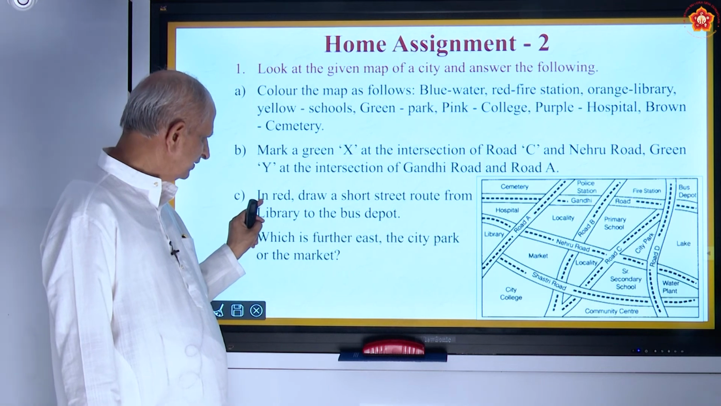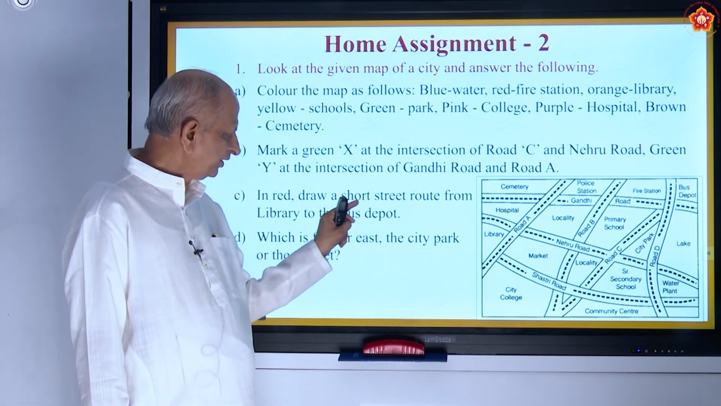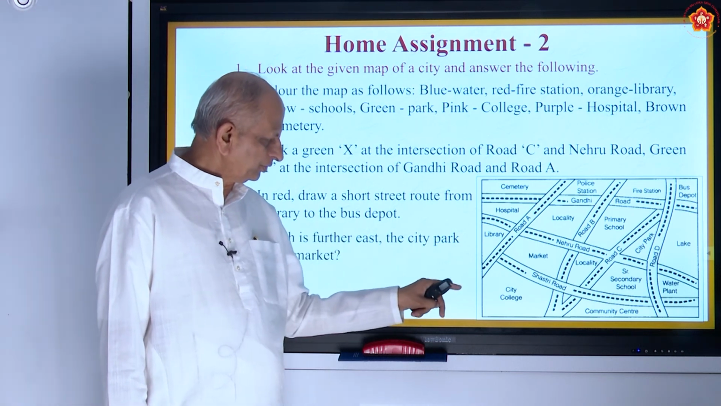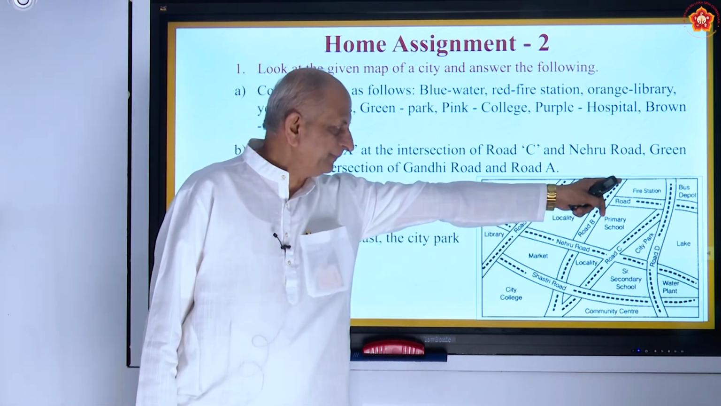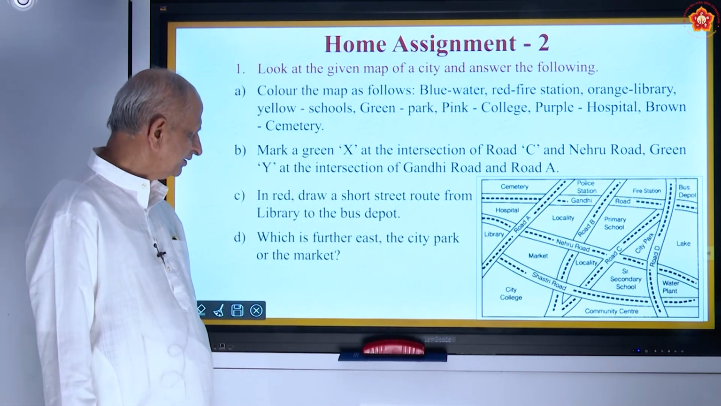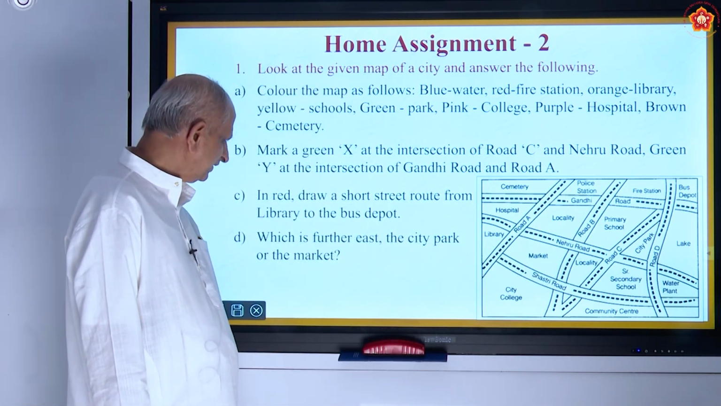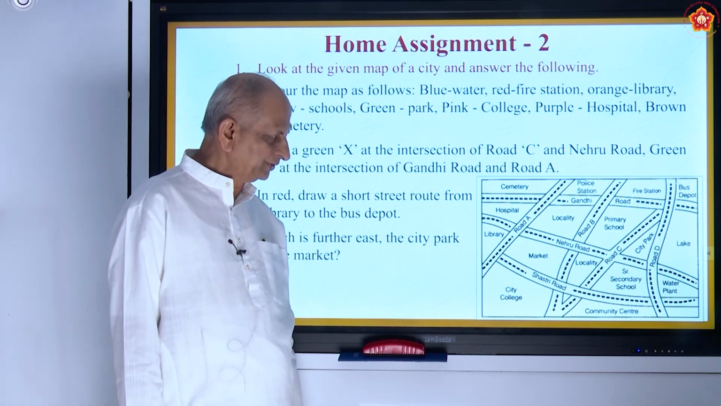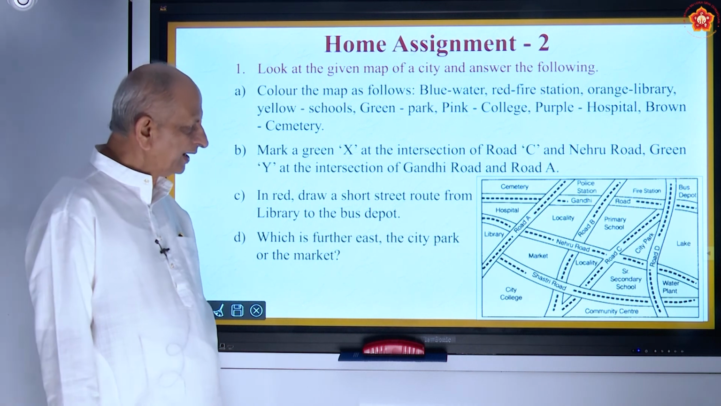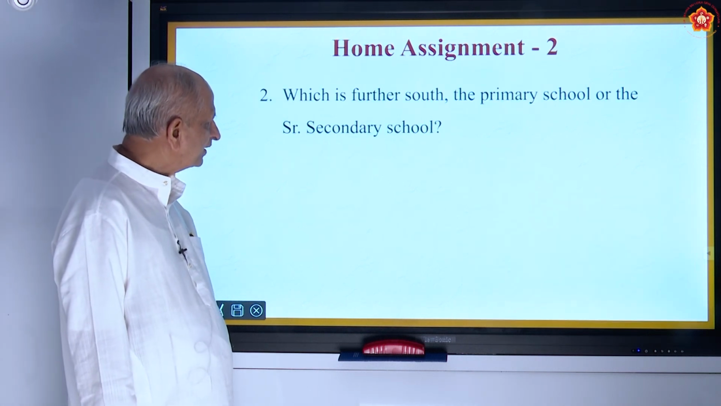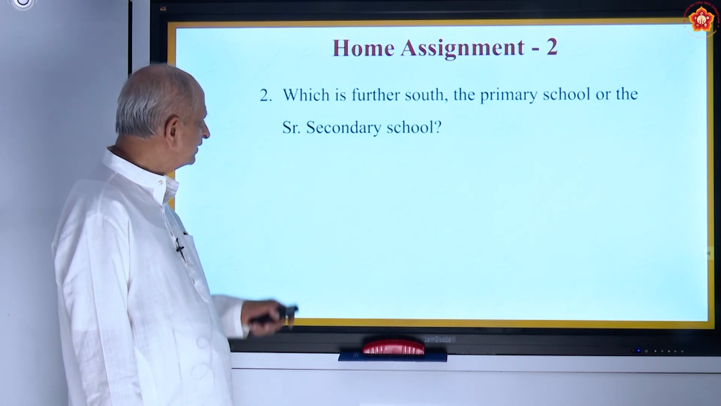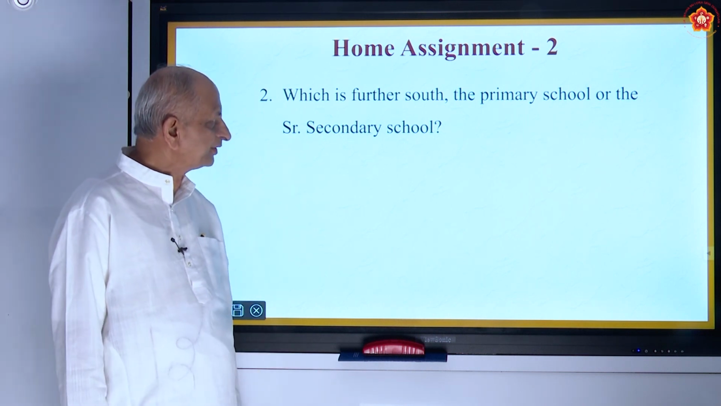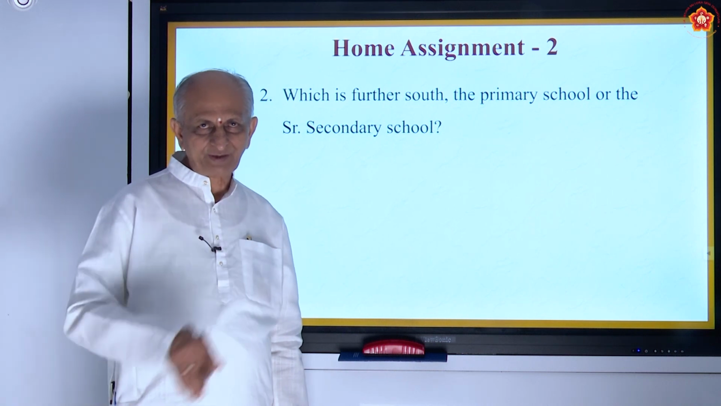Then third question, in red, draw a short street route from the library to the bus depot. So you must search where the library is here. The bus depot is there. So you must make a short street route. Lastly, which is further east, the city park or the market. So these are the questions, and try to answer them. And one more question in that, which is further south, the primary school or the senior secondary school. It is connected to that figure only.